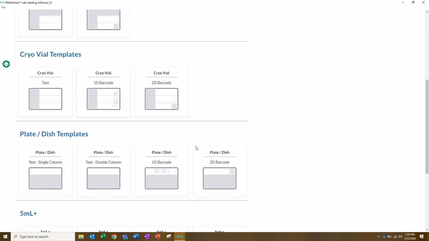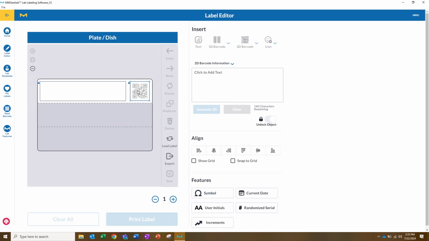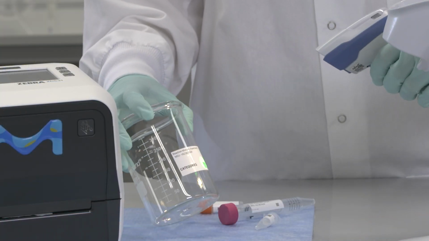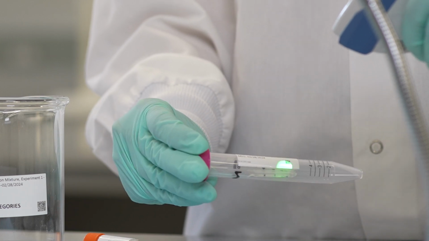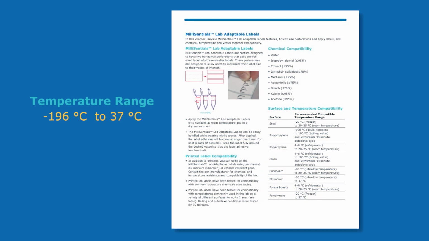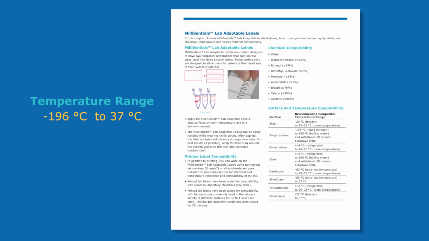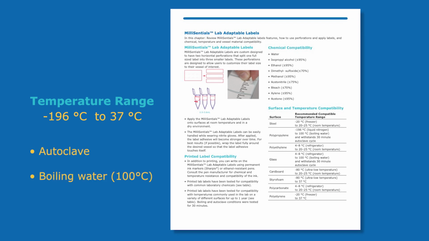Templates are designed to limit the printable area to avoid covering text when applied, and include text boxes and barcodes that are perfectly aligned to avoid misprints. Further, they have been validated for use with the recommended barcode scanners. The labels have been tested for compatibility with common laboratory chemicals and at various temperatures from -196 degrees Celsius to 37 degrees Celsius for up to 1 year. They can also be autoclaved and exposed to boiling water.